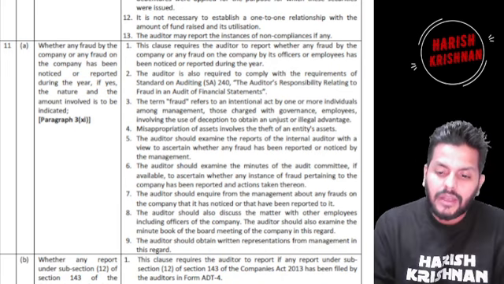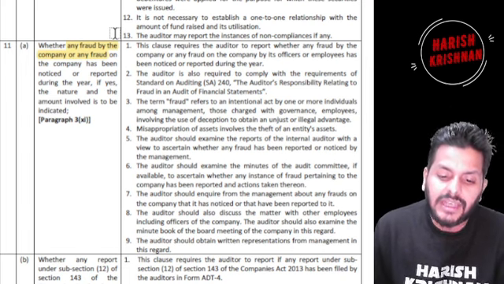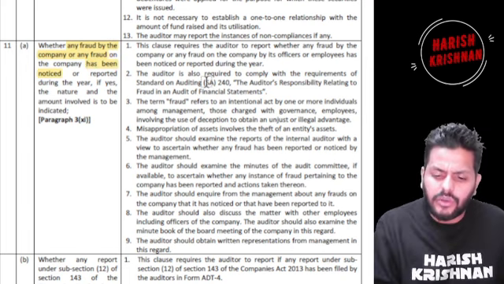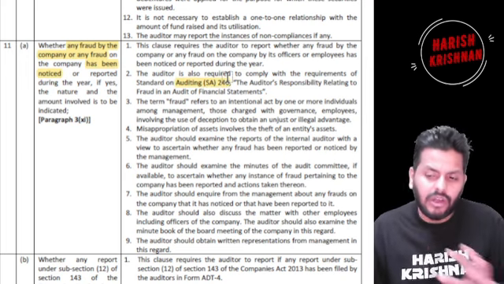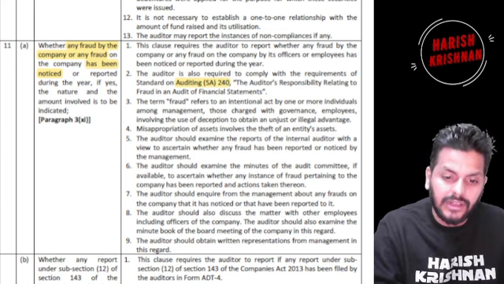So fraud: whether any fraud by the company or any fraud on the company has been noticed or reported. I don't think this point is any tension. Section 143(12) with the responsibility of the auditor. All this is fine. Now, what I want you to understand here is a little bit interesting.